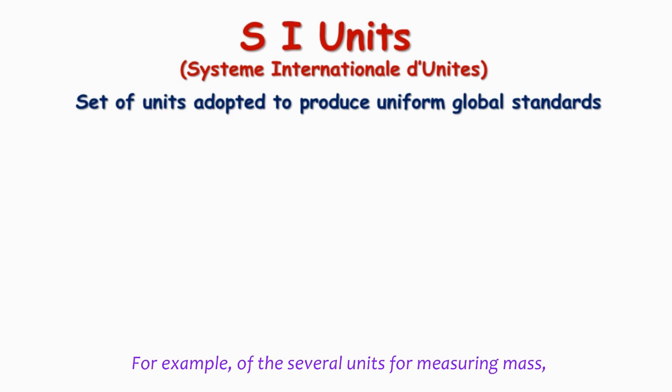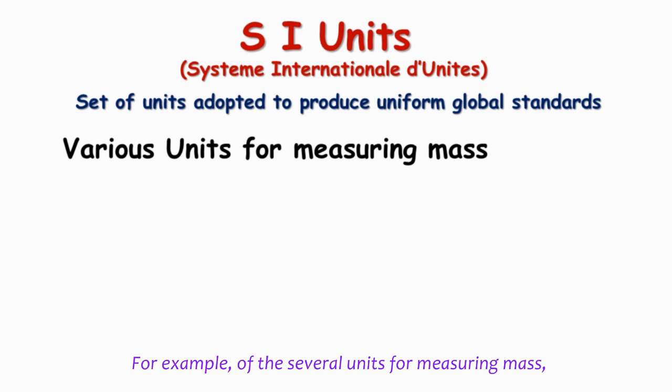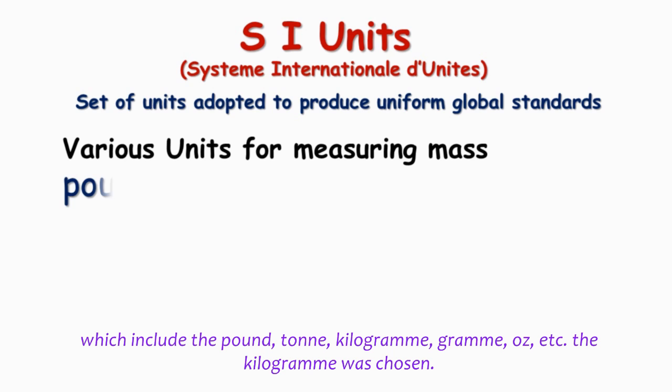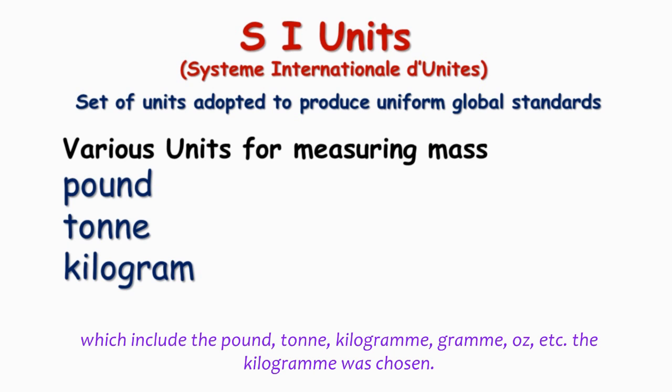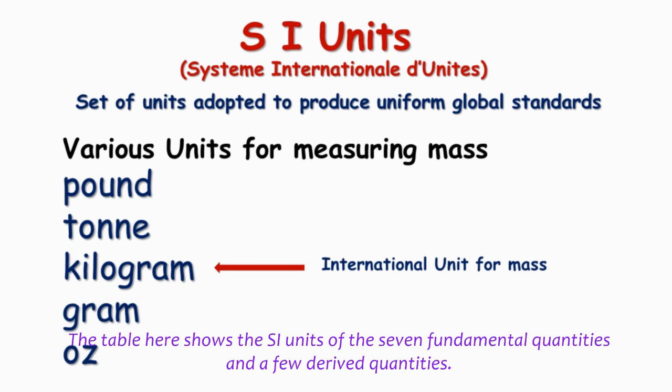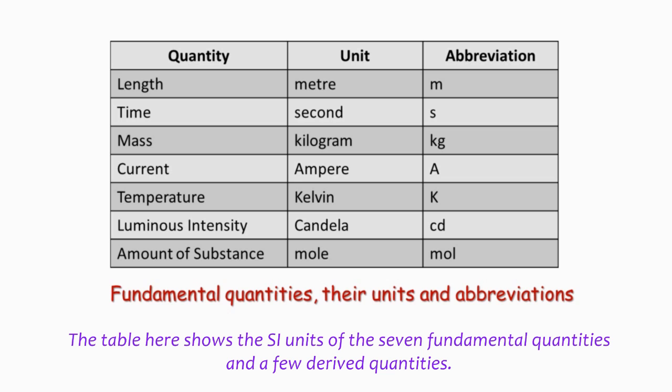For example, of the several units for measuring mass, which include the pound, ton, kilogram, gram, oz, and so on, the kilogram was chosen. The table here shows the SI units of the 7 fundamental quantities and a few derived quantities.